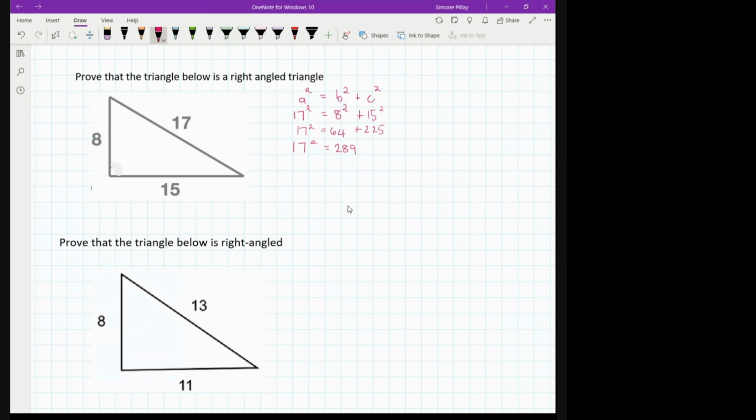And then, ma'am, I forgot where to go from here. Okay. Let's expand the 17 squared out. What does 17 squared give you? It gives you 289. Oh, okay. So now I see that my equation balances, okay?